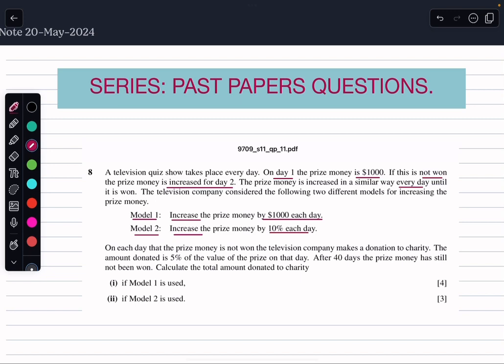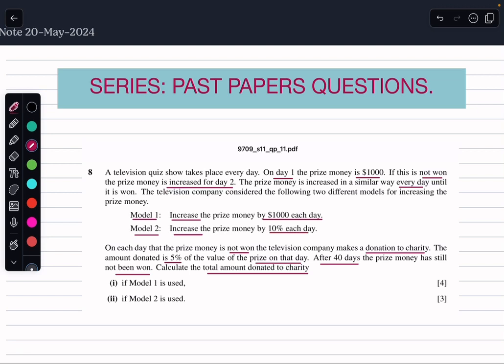So on each day that the prize money is not won, the television company makes a donation to charity. The amount donated is 5% of the value of the prize money on that day. On that day meaning on that particular day, whatever the amount is, 5% of that amount goes for charity. After 40 days, now this is our N, after 40 days, the prize money has not been won, so calculate the total amount donated to charity.